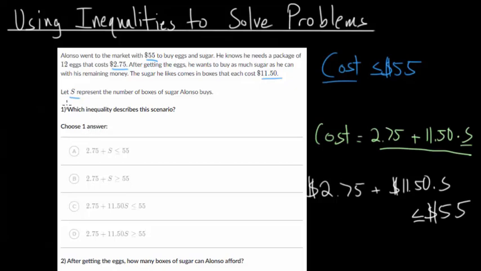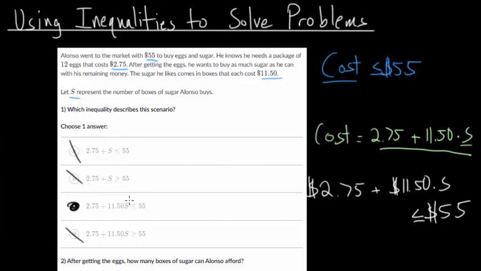So for question 1, which inequality describes the scenario? We just want to look for the one we came up with. The $2.75 plus $11.50S has to be less than or equal to $55. You could immediately eliminate these two because they are spending more money than they have. So they're saying the cost would be bigger than 55, so that wouldn't work. And this one wouldn't work because you're not paying $1 for each box of sugar. Notice, if you put in 5 for the number of boxes of sugar, it would just be $2.75 plus 5, which is not the cost of those 5 boxes of sugar.